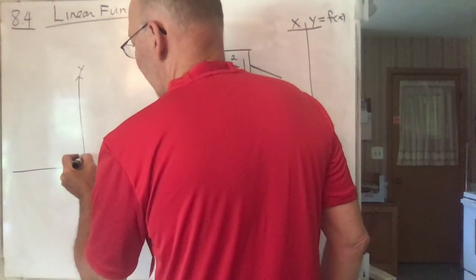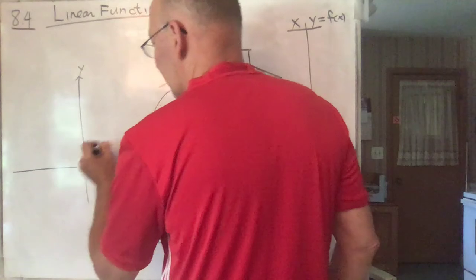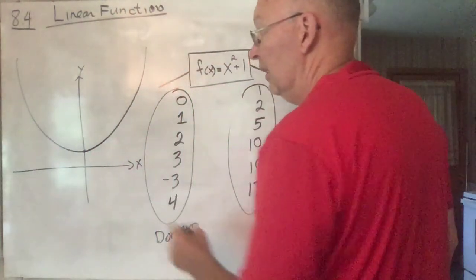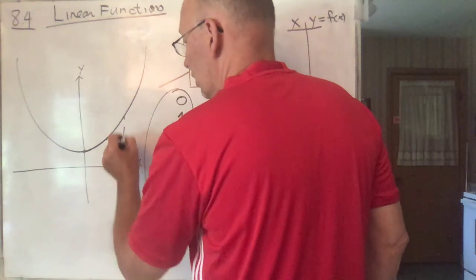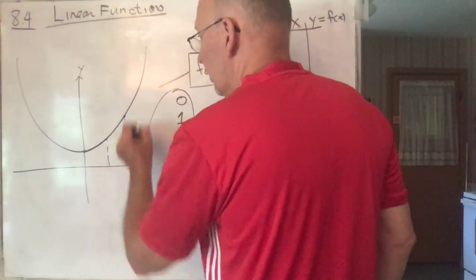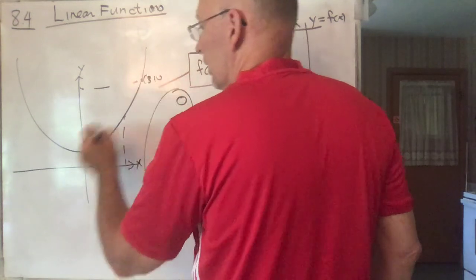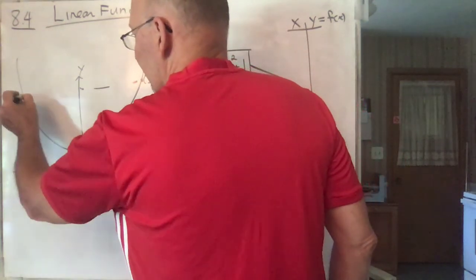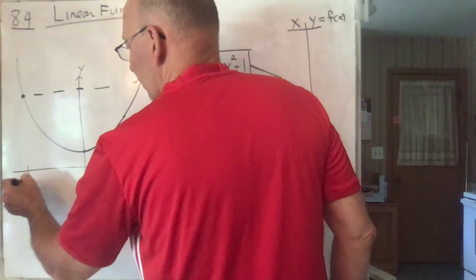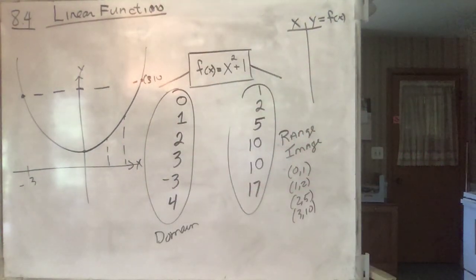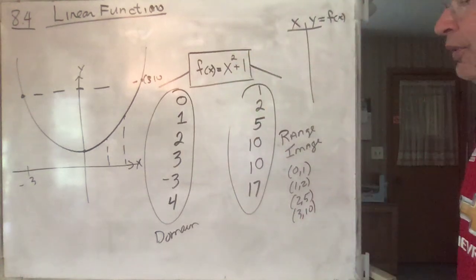And if you graph all those points, here's 0, 1. I'm not going to take time to do it, but it ends up looking something like that. Here's the point 1, 2, 2, 5 right there, 3, 10 right there. Here's 3, negative 10 is right there, or negative 3, 10. So there's what the graph looks like.